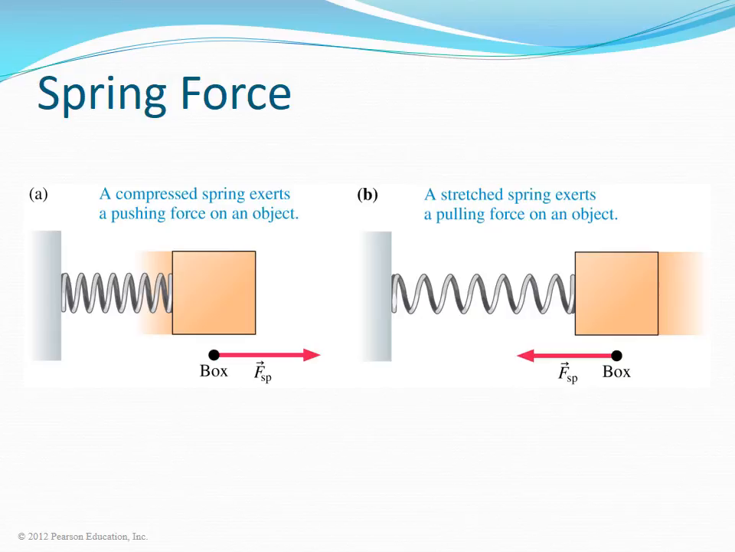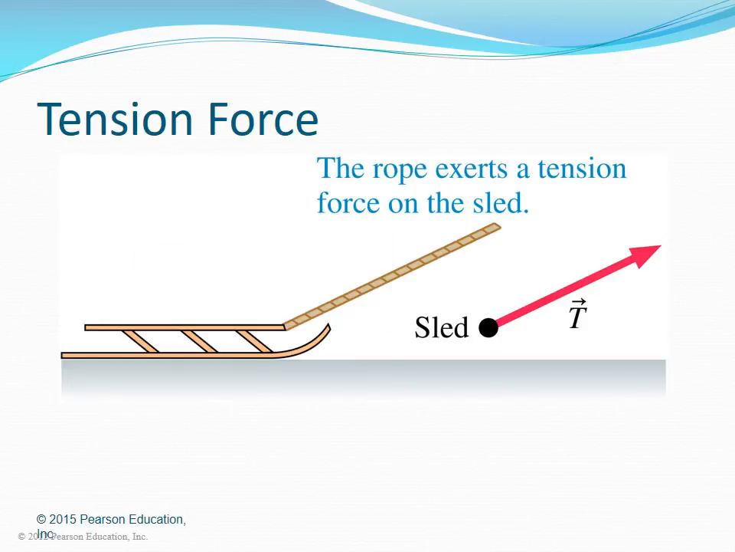Springs come in many forms. When deflected, they push or pull with a spring force. When a string or rope or wire pulls on an object, it exerts a contact force that we call tension. The direction of the tension force is always in the direction of the string or rope.